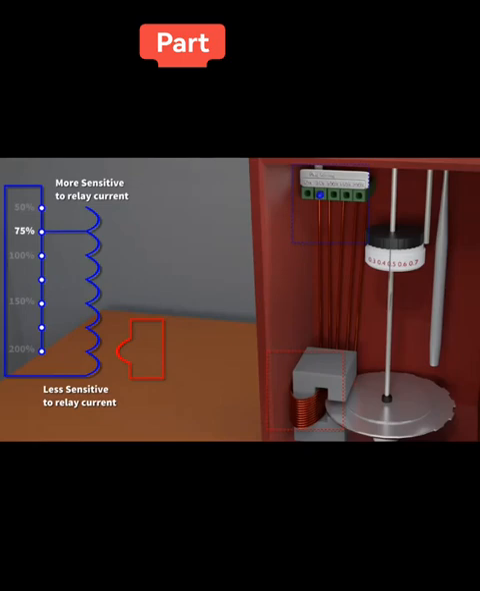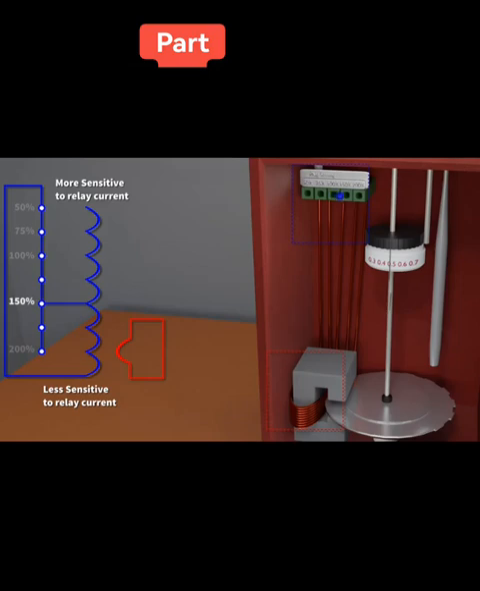So consider the sensitivity of your current as well. There's this thing you call your plug settings, right? This is what you do when it comes to how sensitive you want your relay to be. The lower the plug settings, the more sensitive your relay. And the higher the plug settings, the less sensitive your relay is.